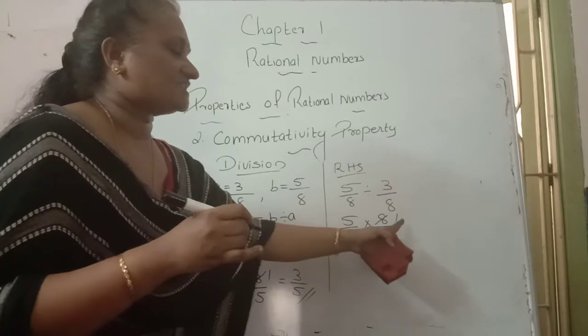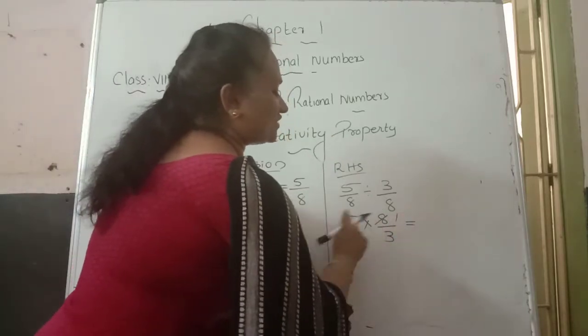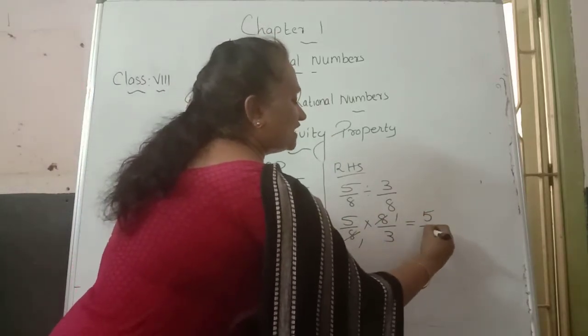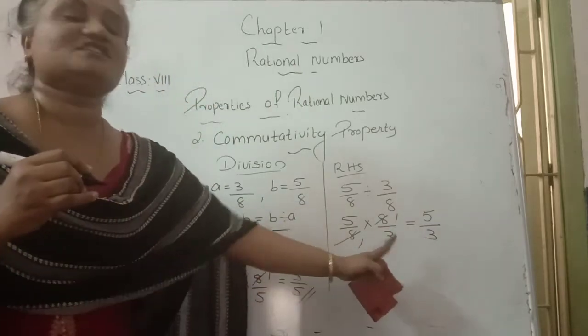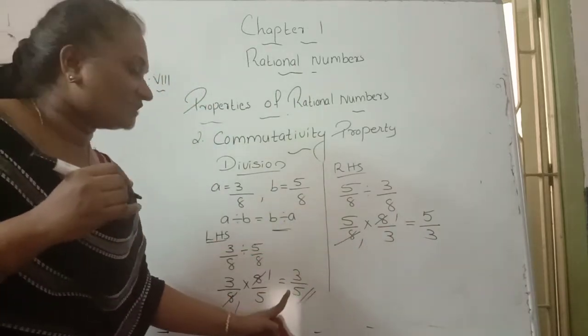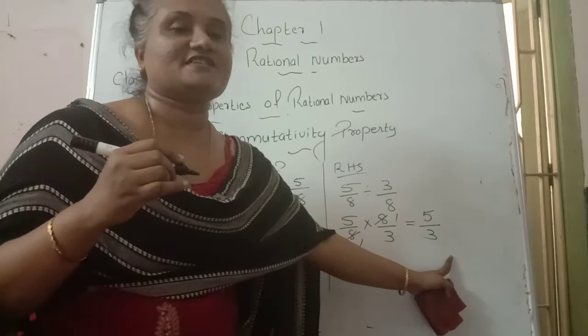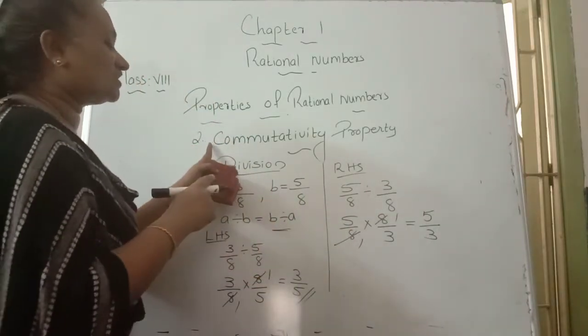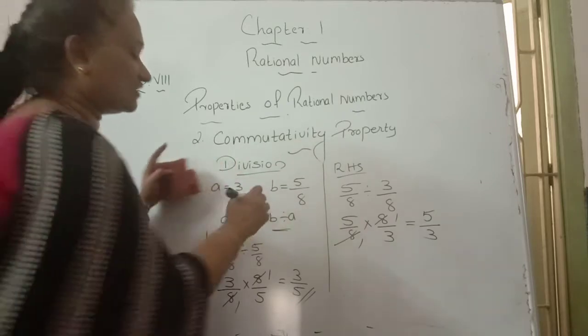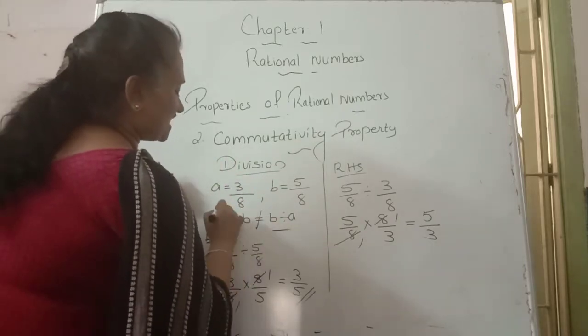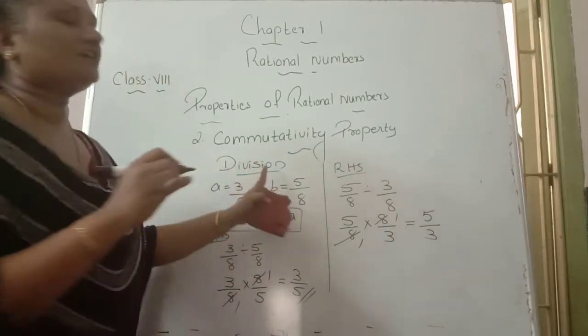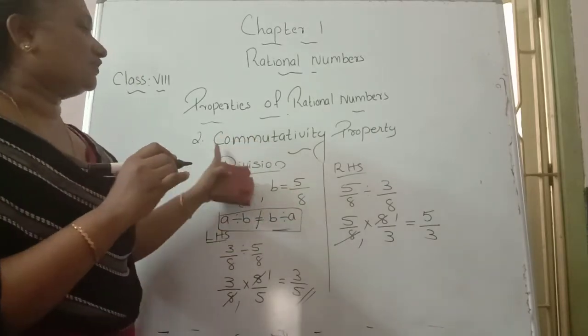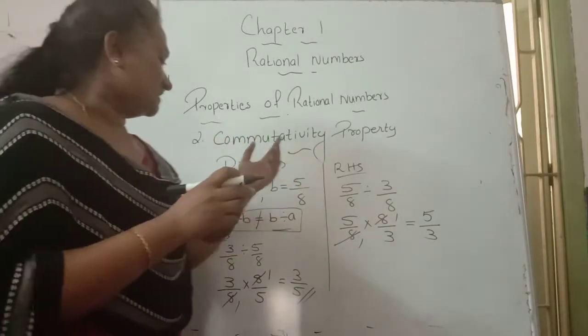Then again cancellation is not possible. So numerator 5 into 1 becomes 5, 1 into 3 becomes 3. 5 by 3. See, check it: 3 by 5 here, 5 by 3. Both answers are different. That's why we can say the commutativity property is not satisfied under the division case.